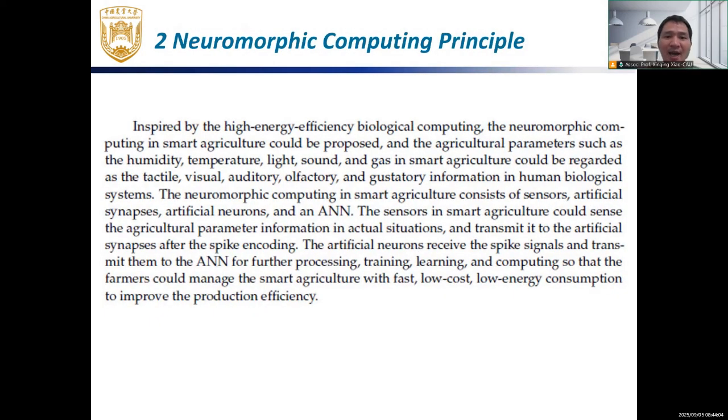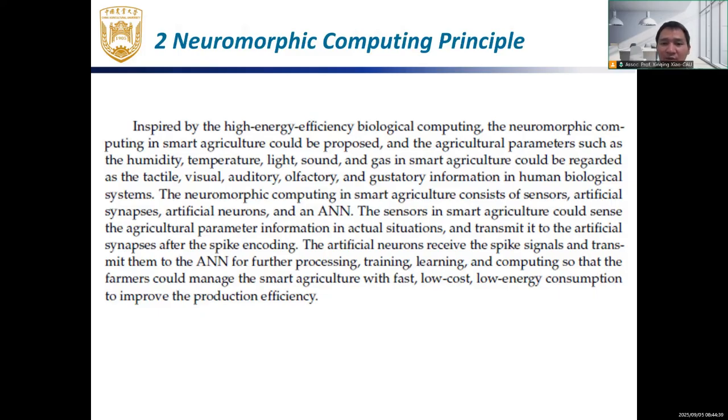So inspired by high energy-efficient biological computing, neuromorphic computing in smart agriculture could be proposed. For example, parameters such as humidity and temperature could serve as the tactile, visual, auditory, olfactory, and gustatory information in the human biological system. This system can consist of sensors, artificial synapses, artificial neurons, and artificial neural networks.